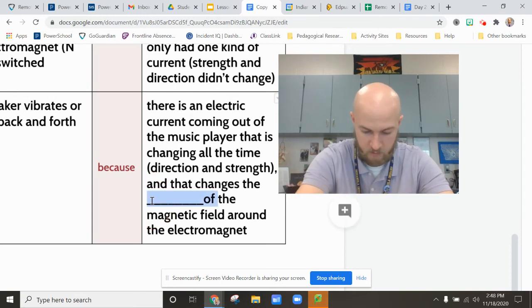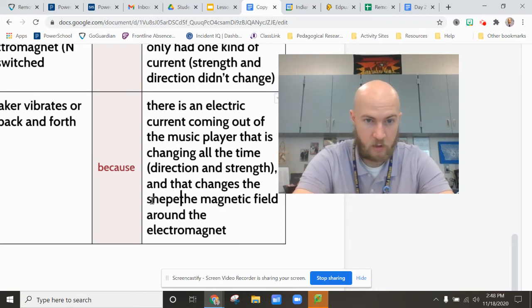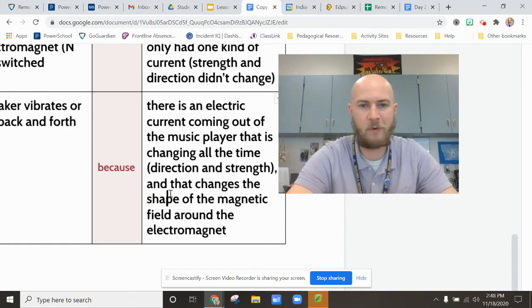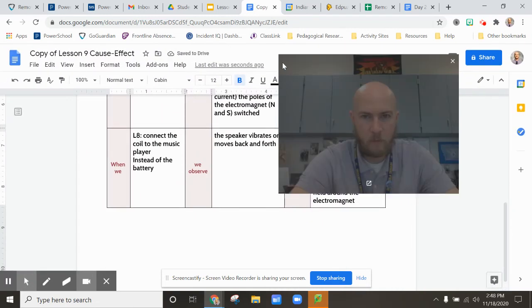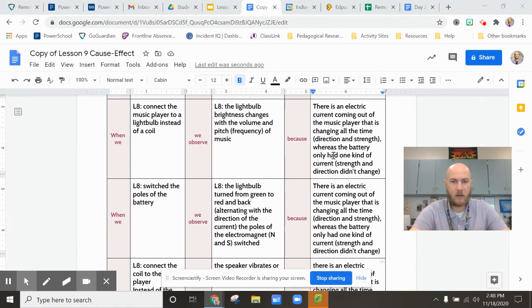And that changes the shape of the magnetic field around the electromagnet. I spelled shape there. There we go. So at this point, make me a little smaller here. We should have this entire table filled out.